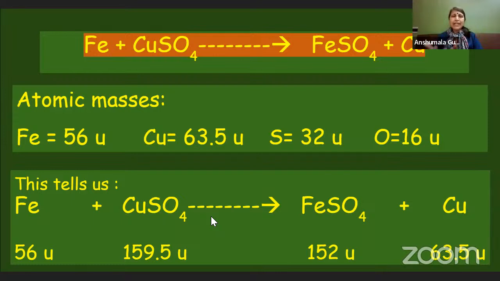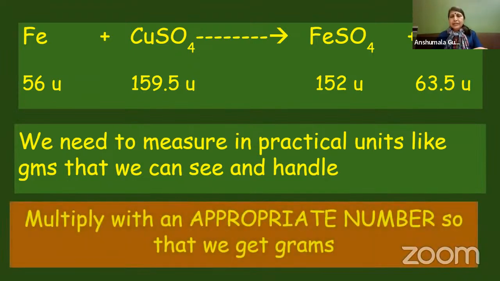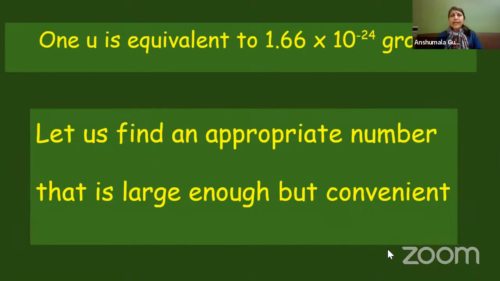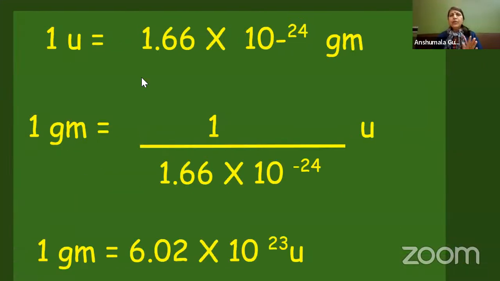So we actually need a number to multiply all these with. How many atoms of iron and how many molecules of copper sulfate do we need? We know their individual weights, the weight of one particle, and of course, we need to measure in actual grams. So we need an appropriate number. What we do is, we know that 1 U is equivalent to 1.66 into 10 power minus 24 grams.